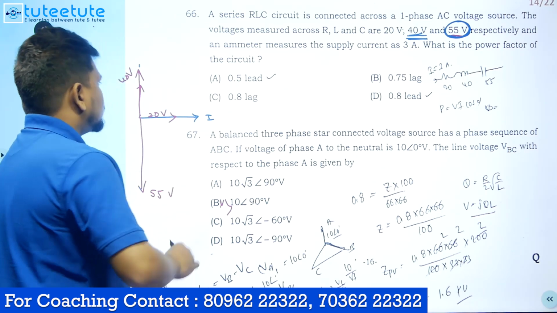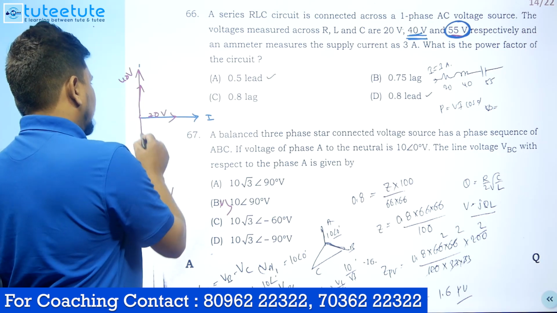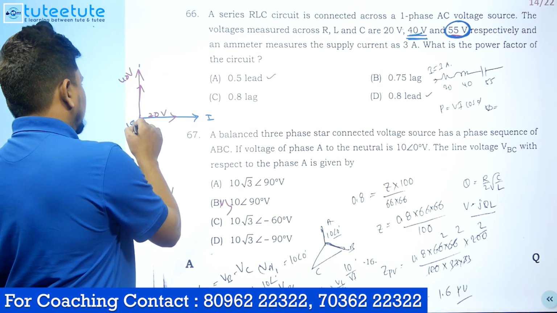Okay, so 55 volt. Now, these two are opposite, right? I will take the equivalent. So 40 is this one, 55 is this one, so you will get around 15 is this one, the remaining 15. Okay, 15 volts is this.